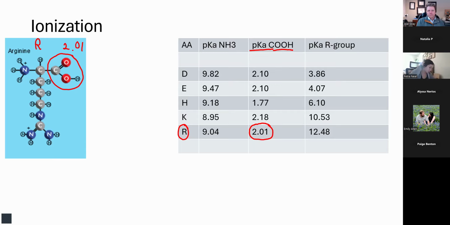The N termini, pKa of NH3, that's 9.04, which I know is going to be approximately 9, so I'm fine with that. So this is 9.04. Now the last pKa value is 12.48, and that corresponds to my R group down here at the bottom, 12.48.